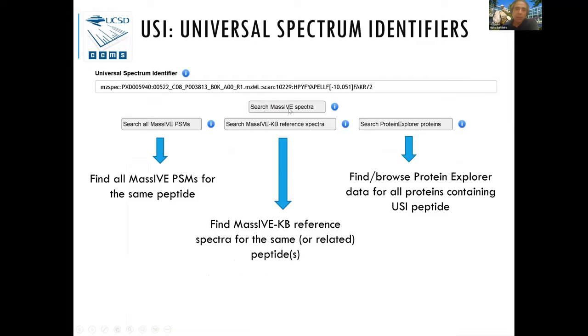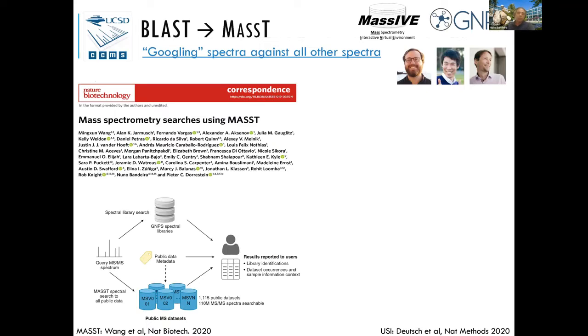And you can also use that to search for other identifications for the same spectrum. Has it been seen as something different? Is there a library spectrum for it or the protein information for that spectrum? This is all available at the click of a button. Also importantly, Massive also supports the GNPS repository for metabolomics data.